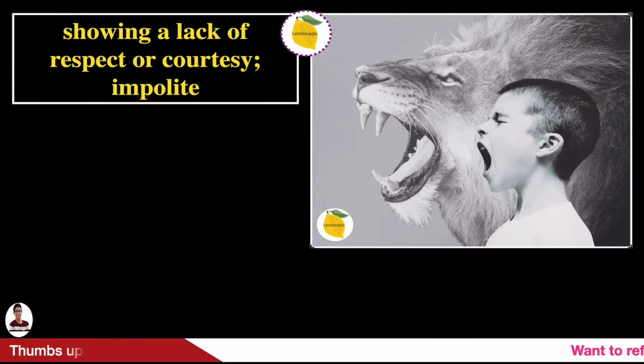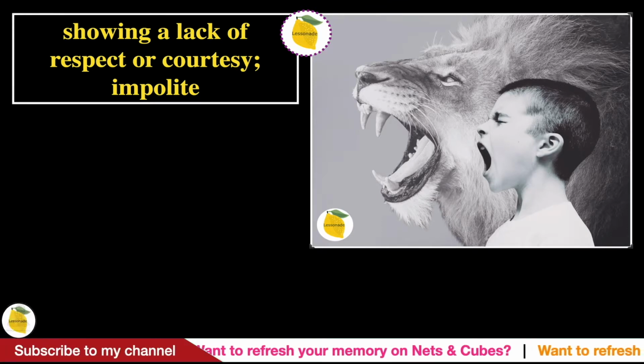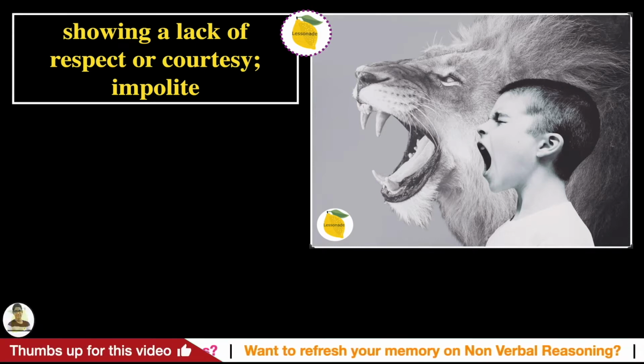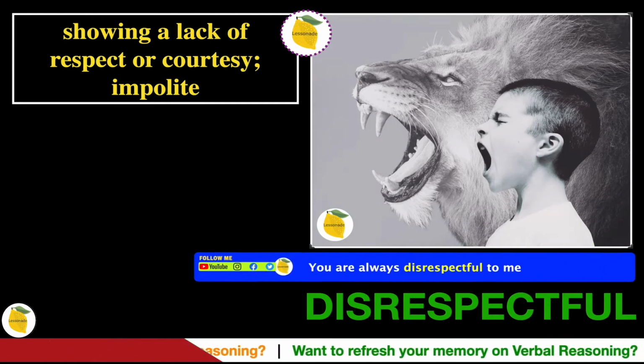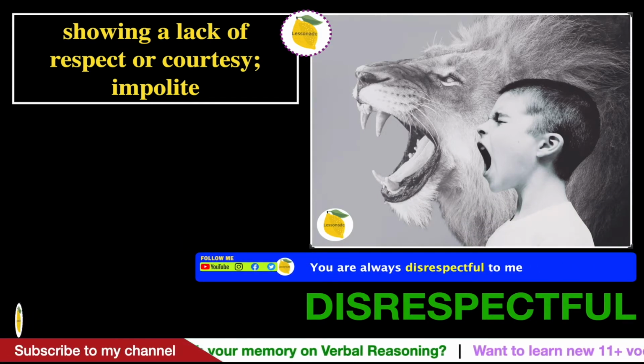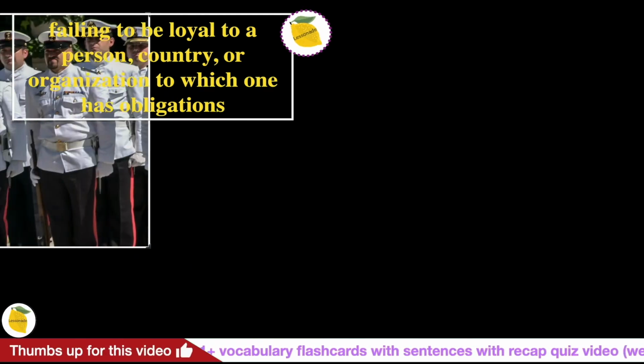Showing a lack of respect or courtesy, impolite. In this picture, we can see someone who's shouting at another person, and therefore they're showing a lack of respect or courtesy, and they're also impolite. And therefore the word will be disrespectful. The sentence for this word is, "You're always disrespectful to me."